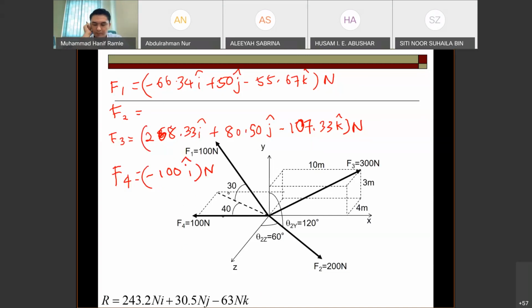Doctor, I want to ask a question. Yeah, please. The angle between y and x is 90, right? Which one? F2, is it? No, I mean, what is the angle between y and z and x? Which force that you refer to? No, in general.